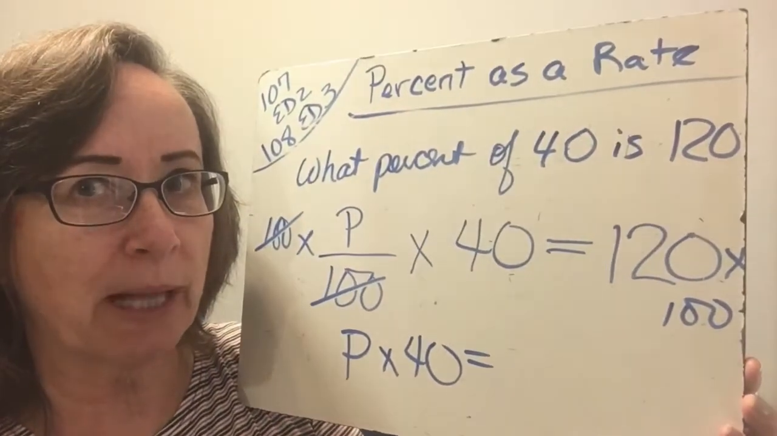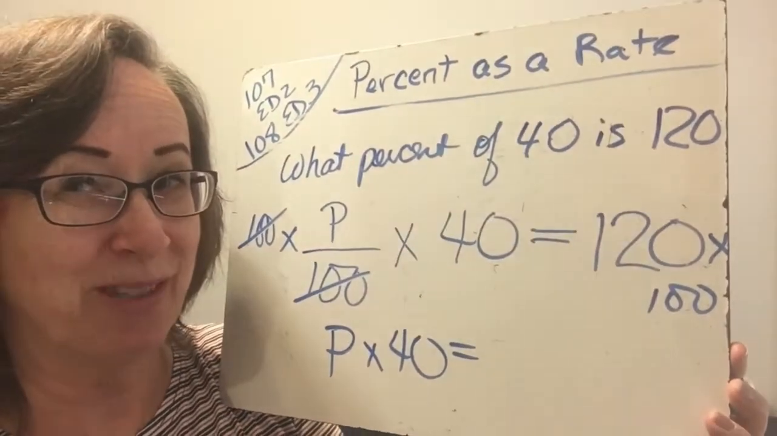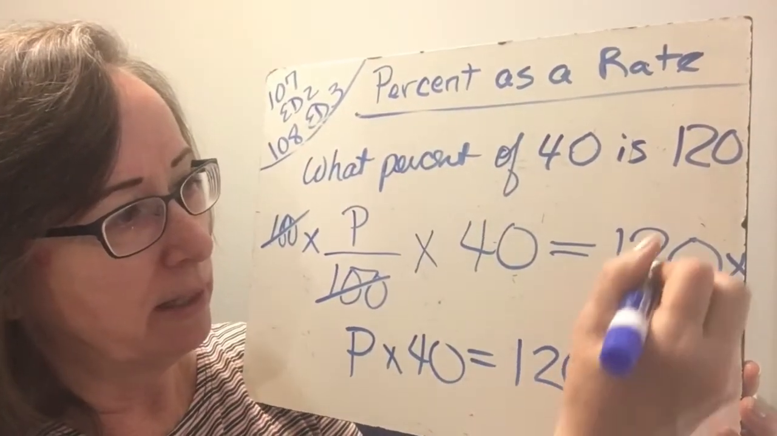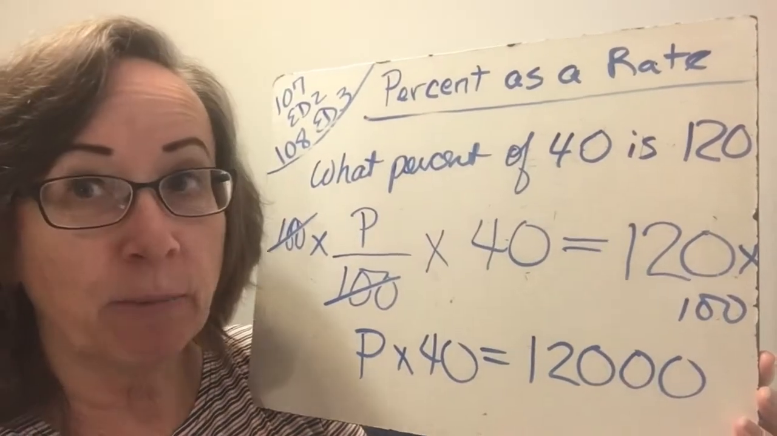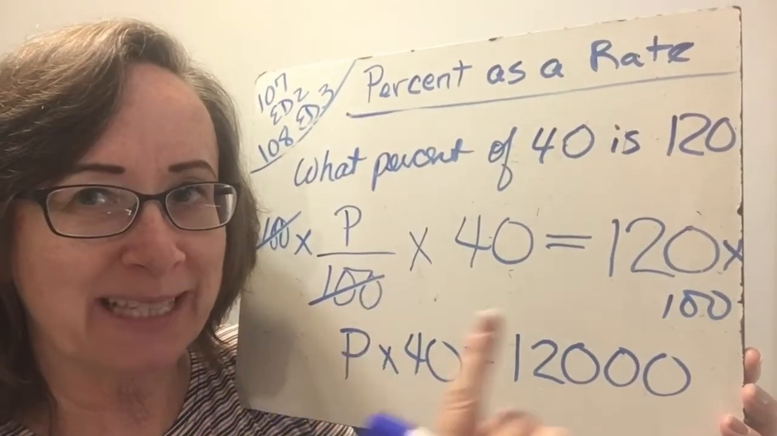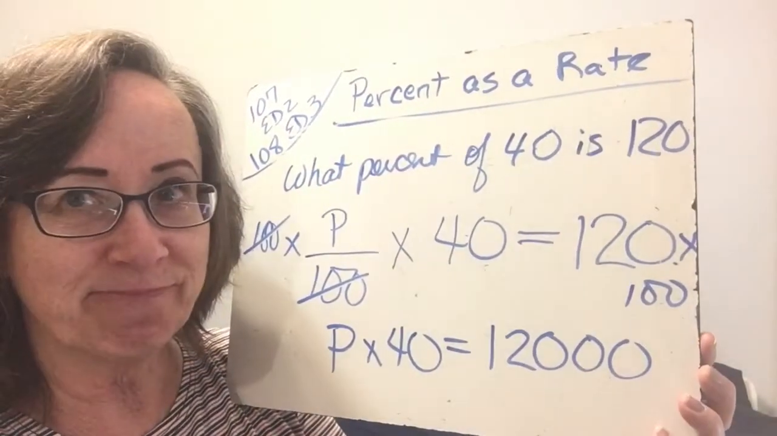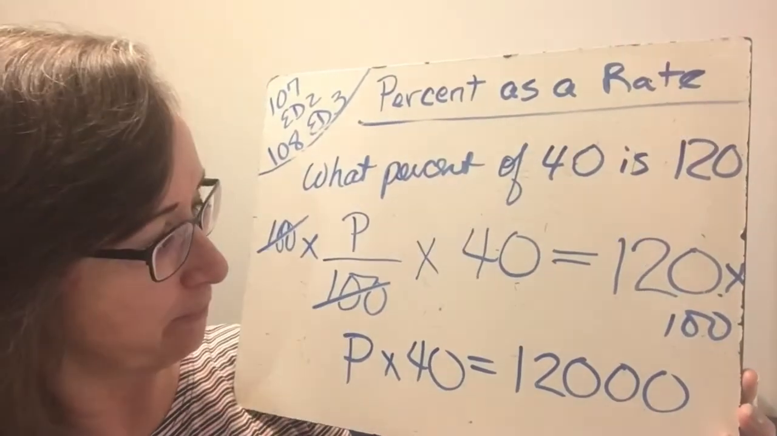Remember, when we multiply by 100, we add 2 zeros to the number. So 12,000. We either add 2 zeros or move the decimal 2 places to the right. Since the decimal is at the end, I just add 2 zeros.